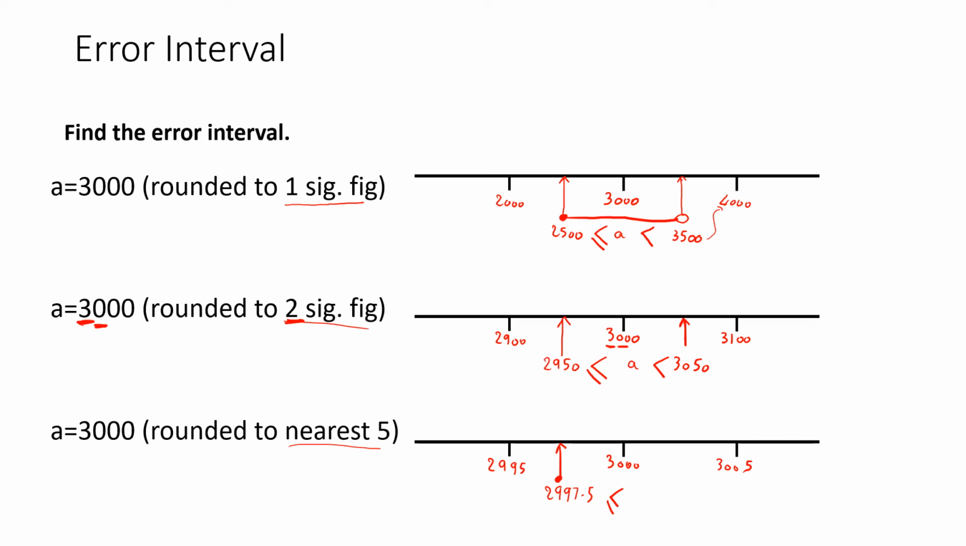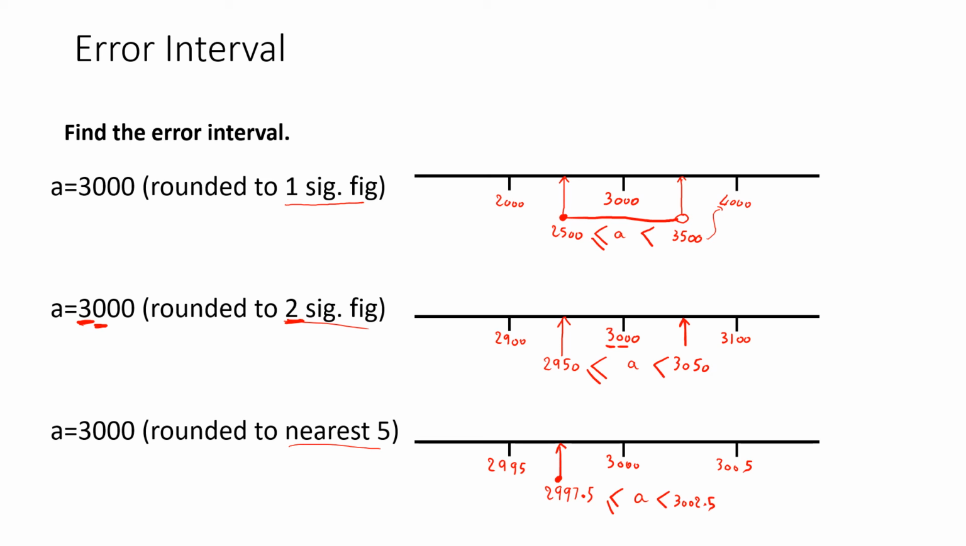So all the numbers that are bigger than or equal to 2,997.5 could round to A, which is 3,000, all the way to 3,002.5, but excluding 3,002.5. So it means that A has to be greater or equal to 2,997.5, but less than 3,002.5. And those are your error intervals.